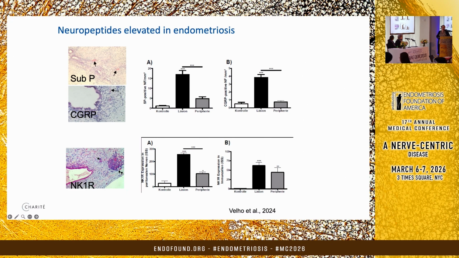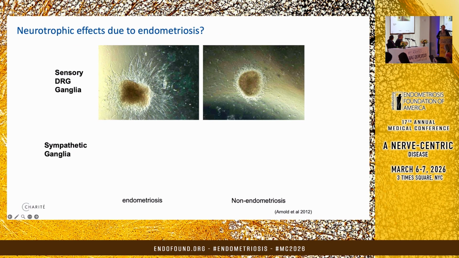And of course, the next step was to look for the NK1R receptor. That is a receptor for substance P, and that is also increased in immune cells around the lesions. So we started to think about how we can explore it in an in vitro model, and then we decided to use sensory dorsal root ganglia from embryo chicken.